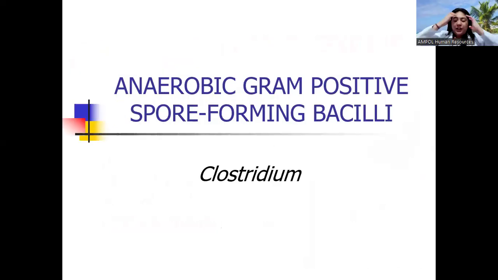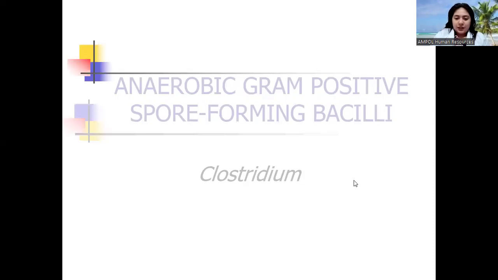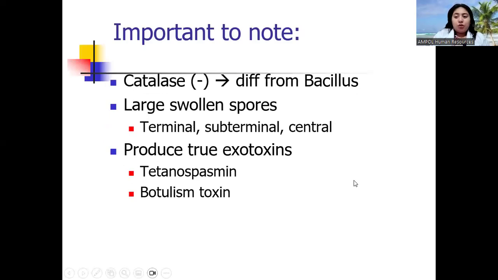So we are done with the non-branching and branching gram-positive organisms. Now we will proceed with the gram-positive spore-forming anaerobes. Earlier, Bacillus is spore-forming, but it is aerobic. Clostridium is anaerobic gram-positive spore-forming bacilli. The difference between the two is that Bacillus is aerobic while Clostridium is anaerobic. Also, Bacillus is catalase positive while Clostridium is catalase negative. But both are spore-forming.